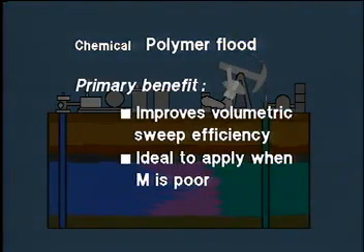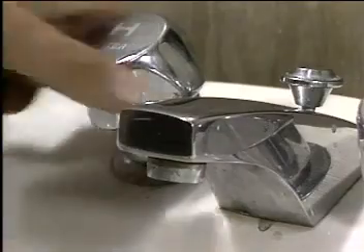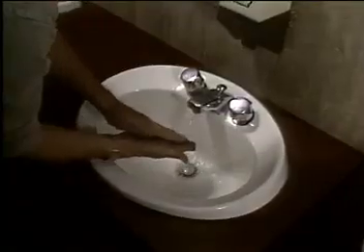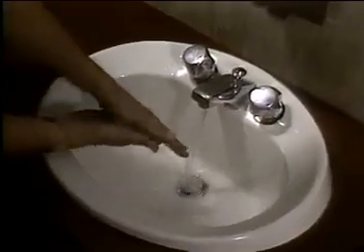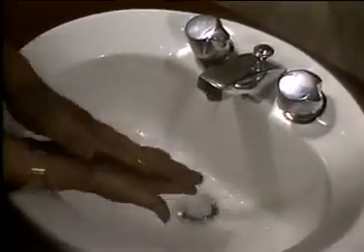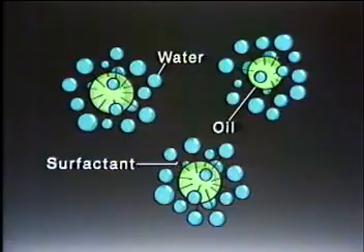The polymer increases the viscosity of the water, thereby improving the mobility ratio and increasing the recovery efficiency. The primary benefit of polymer flooding is in the improvement of the aerial and vertical sweep efficiencies and the acceleration of oil production. Our second chemical process involves the addition of surface active agents, or surfactants, to the injected water. A good example of a surfactant is the soap we use every day to clean our hands. These compounds can act to reduce the interfacial tension between the oil and water in the reservoir, reduce the residual oil saturation, and improve the displacement efficiency.